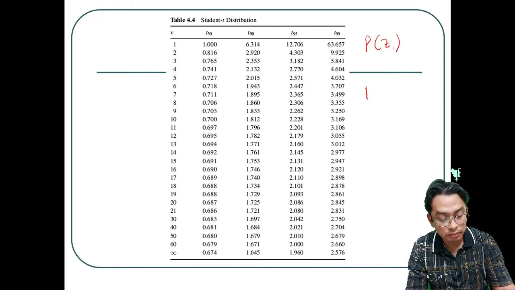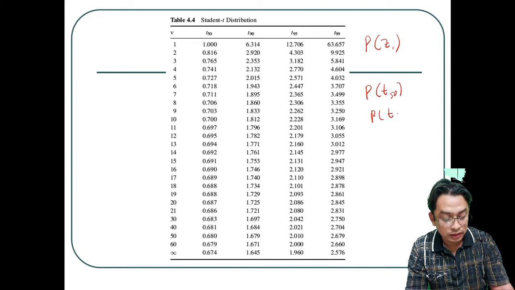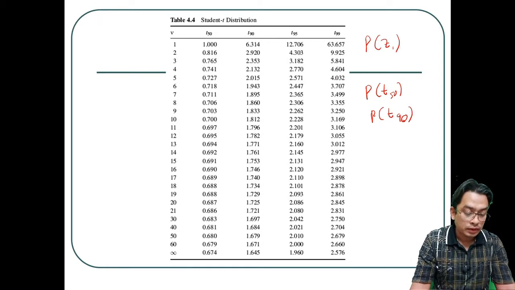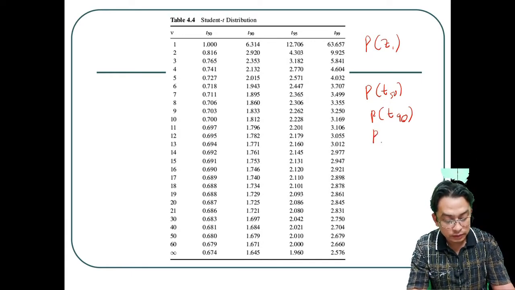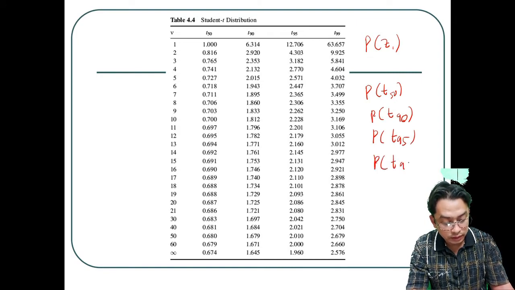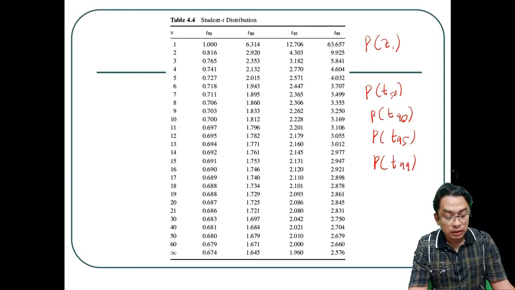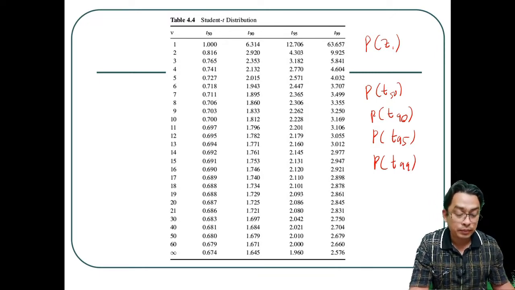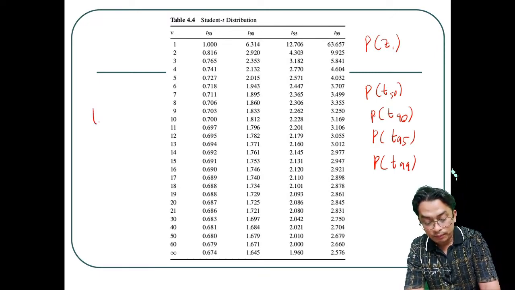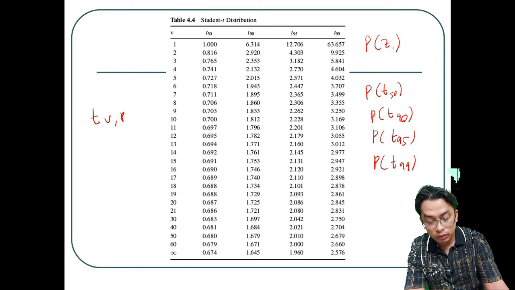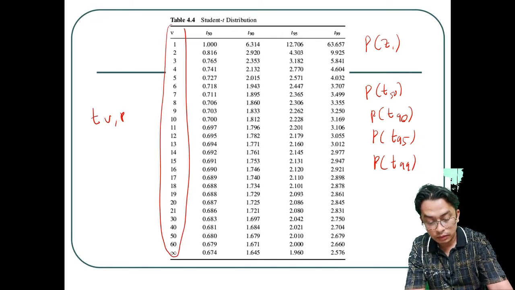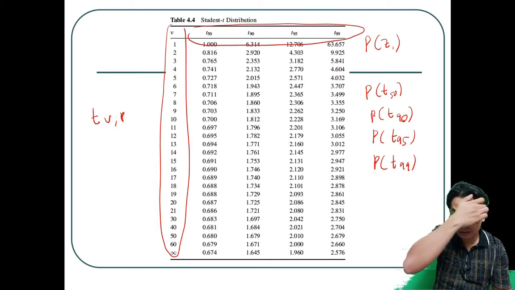For this one, we have P for, let's say, T50, or P for T90, and so on. I might write this one so that you get the idea: P with T99. So we have a lot of P here. To get the value for T(V,P), we need to know the V and we need to know the T. Then we can find the T(V,P).